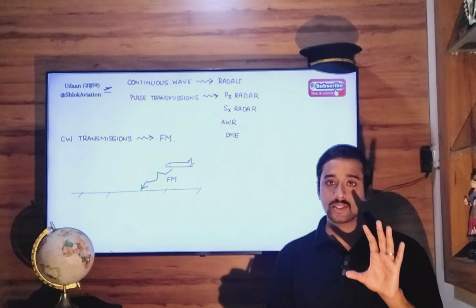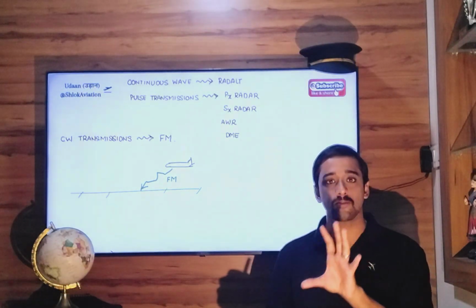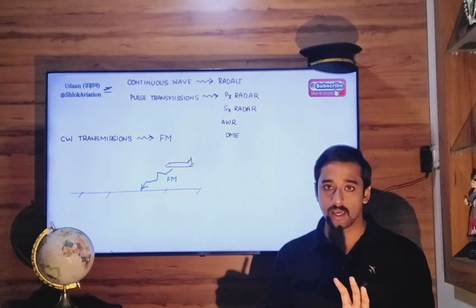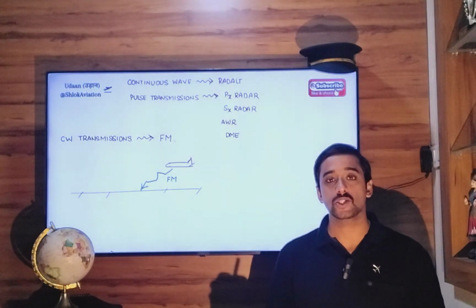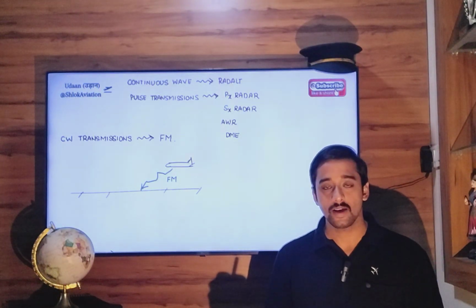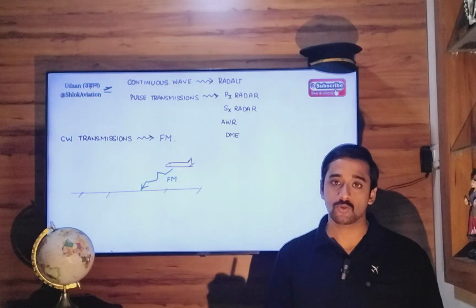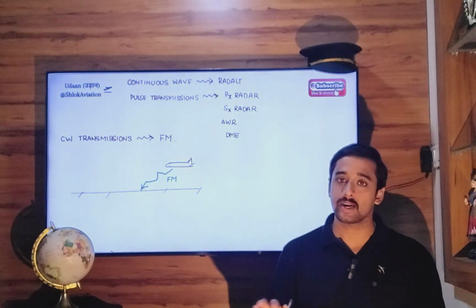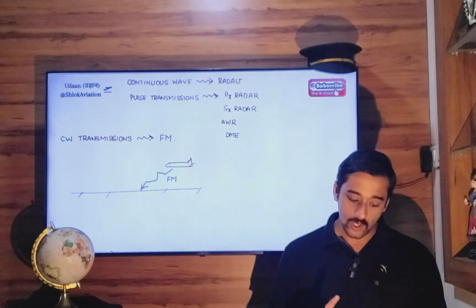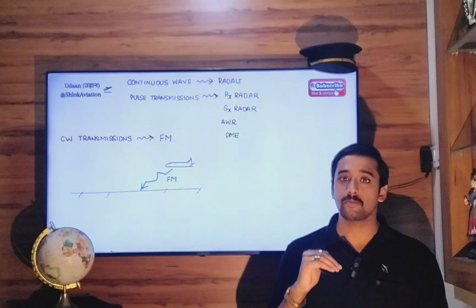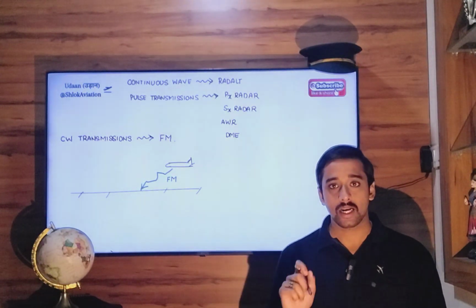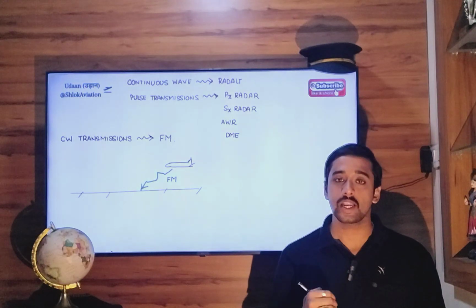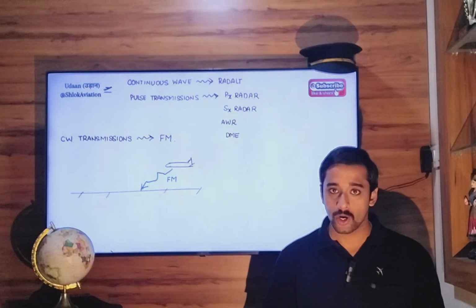So this is, in simple words, the explanation I have given you. In detail, when we do the radio altimeter chapter, we will understand its mechanism and principle of operation, and we will come to know about continuous wave transmissions properly in that chapter. But as of now, just remember continuous wave and pulse transmissions are used in what kind of equipment? Continuous wave transmissions means basically your radio waves are frequency modulated.